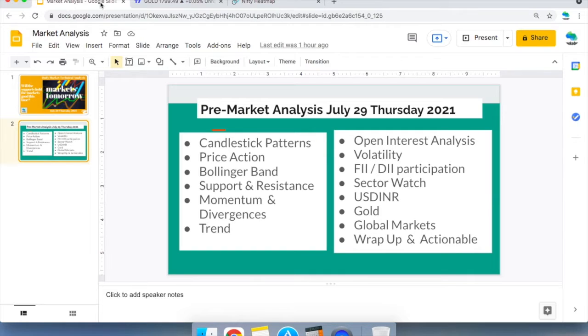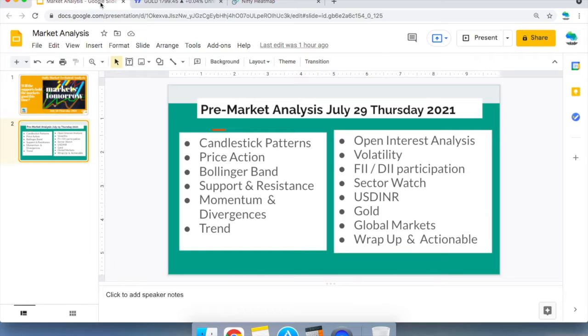So the sectors that are good: IT sector is doing good because the dollar is strong, and metal is shining, right? So Tata Steel and SAIL are all very good picks to look for opportunities in the coming days, right?